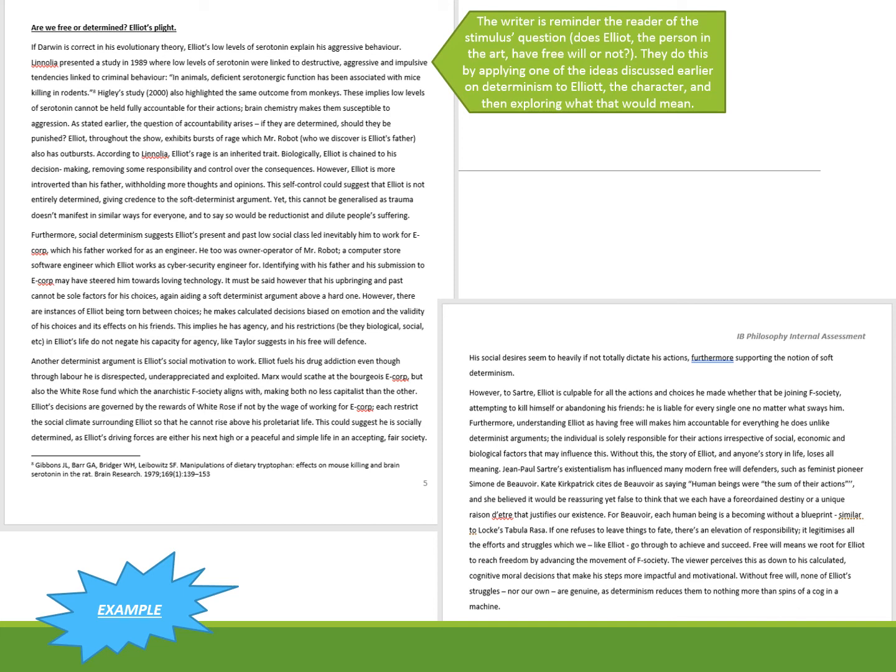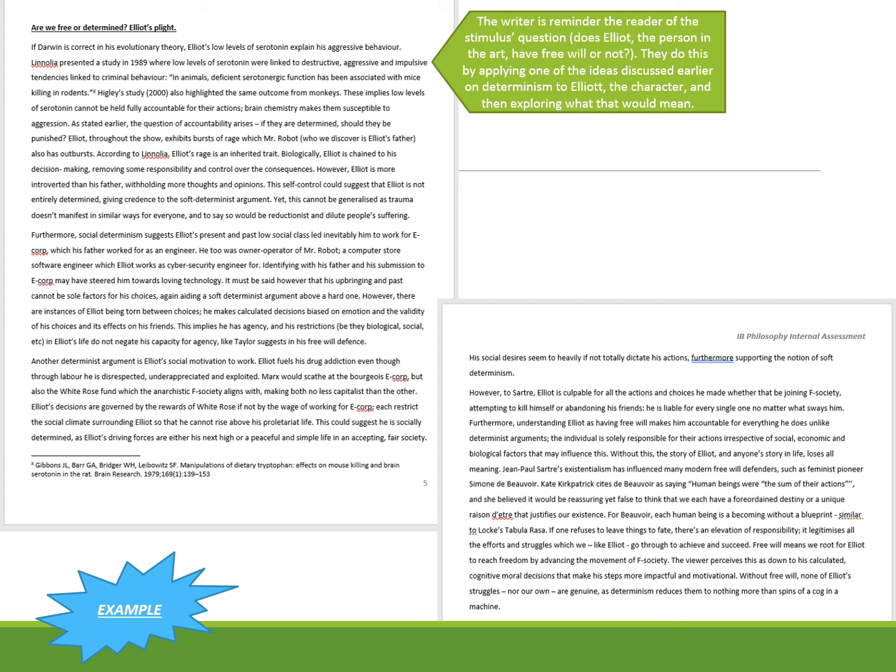So at the beginning of their discussion, the writer is reminding the reader of the stimulus's question: does Eliot, the person in the art, have free will or not? They do this by applying one of the ideas discussed. So they apply Darwin's idea about, are we biologically determined, to Eliot. And they're testing it.